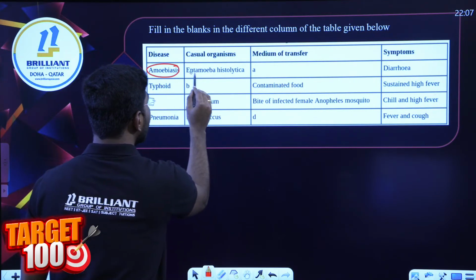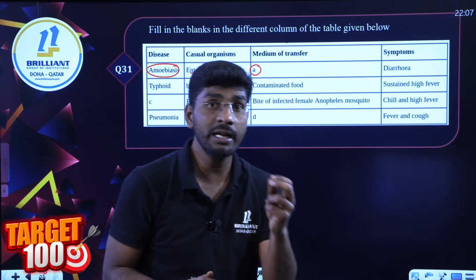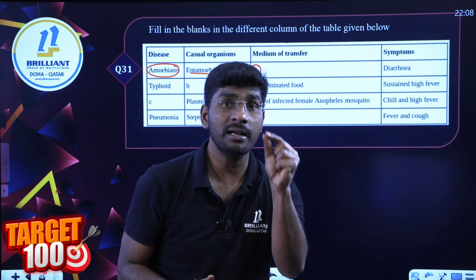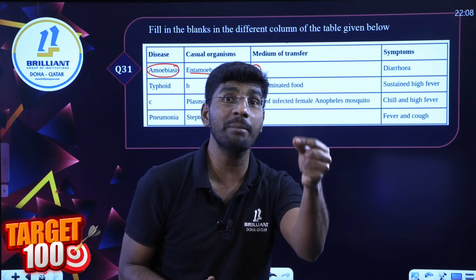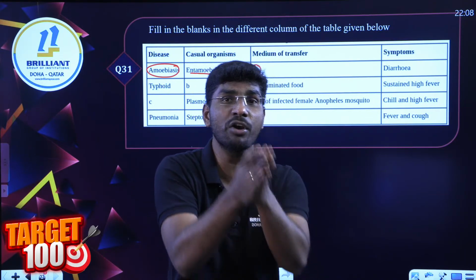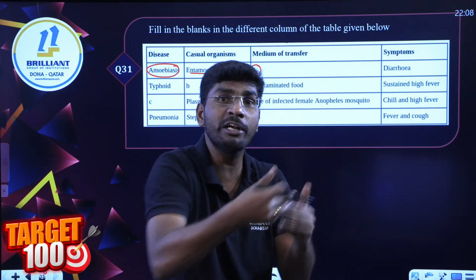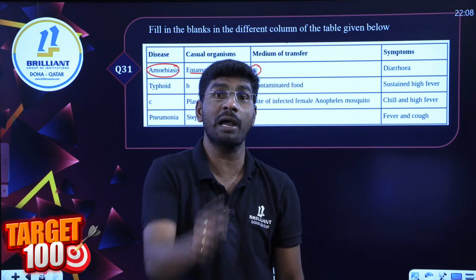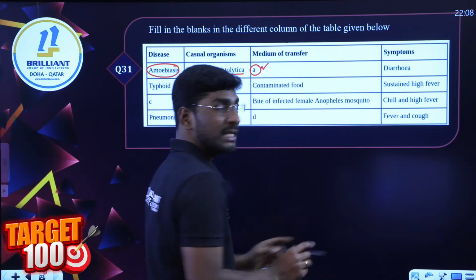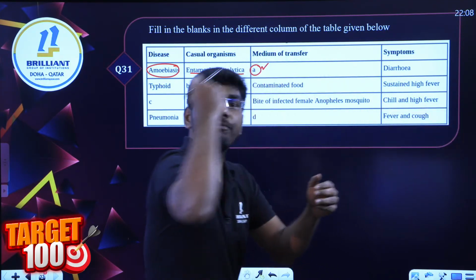Amoebiosis: Entamoeba histolytica. Correct. A, mode of transfer. My dear children, if you read NCERT line by line, fecal contaminated water or food material can cause amoebiosis. The infected person's fecal matter contaminates food and water, which is the mode of infection of amoebiosis. Remember, am I clear? The mode of infection is the infected person's fecal matter contaminated water and food.